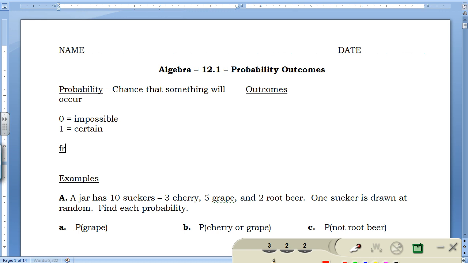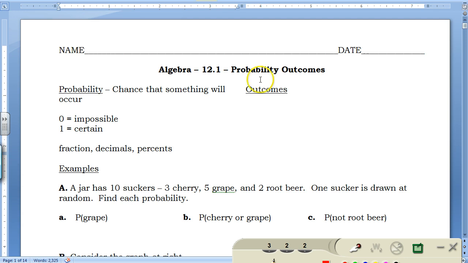You can give your probabilities in fractions, in decimals, or percents. That's totally up to you, and in some situations one way makes more sense, in some situations a different way makes more sense. And so outcomes, that's just our fancy word for possibilities. When you add up how many possibilities there are, that's going to be the bottom number of your fraction.